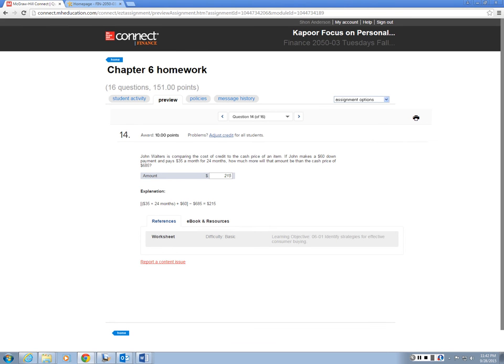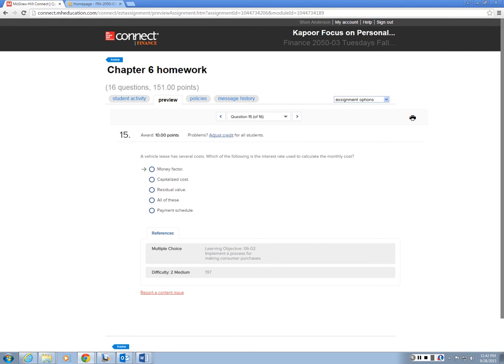14, this would be comparing costs, so cost of credit versus cash. So we just have to say, okay, well, $35 a month times 24 months plus the $60 down payment minus our $685 gives us a difference of $215. Is that worth it?